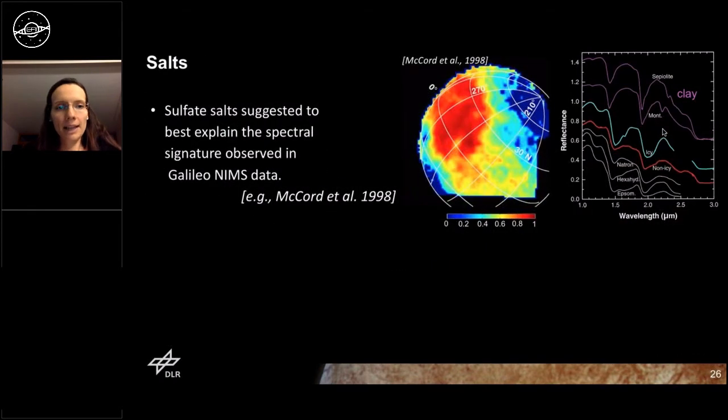And we have indications of salts at the surface of Europa, like, for example, the spectral signature that has been observed by the Galileo near-infrared mapping spectrometer. And the signature you see here on this plot, here the colors indicate non-icy material in red, and in blue more icy material. And you see here the observed spectra in these two colors, in red and blue. And as a comparison, you see spectra from sulfates and from clays. You see that clays cannot explain the spectra that has been measured, but for example, sulfates like epsomite here can very well explain the observed spectra.